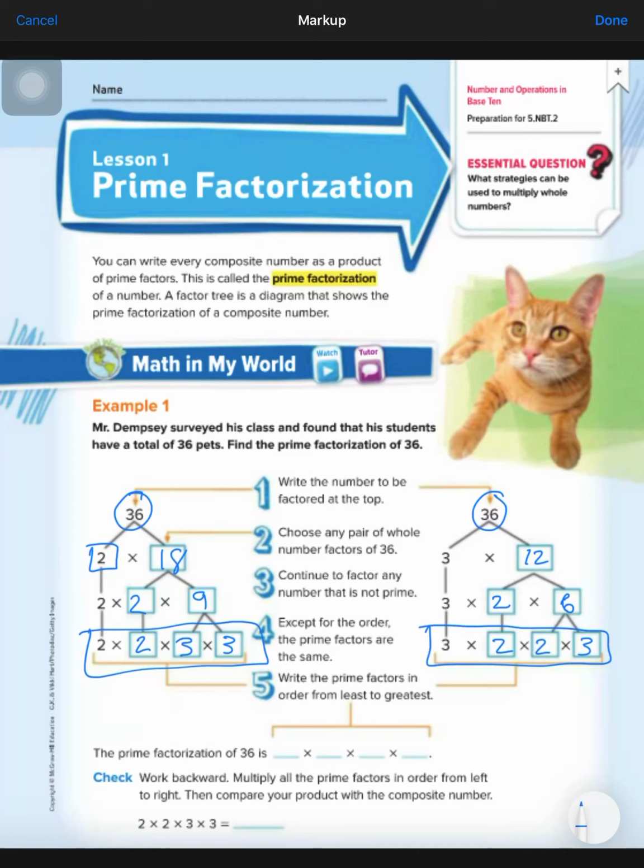So my friends, if you notice, this and this are the exact same, they're just in different order, and that is totally okay. So the prime factorization of 36 is 2 times 2 times 3 times 3. So if you want to break it up and work backwards, to check it, my friends, we always check our work. So 2 times 2 is 4, right? 3 times 3 is 9. 4 times 9 equals 36. So we can check that off, okay?